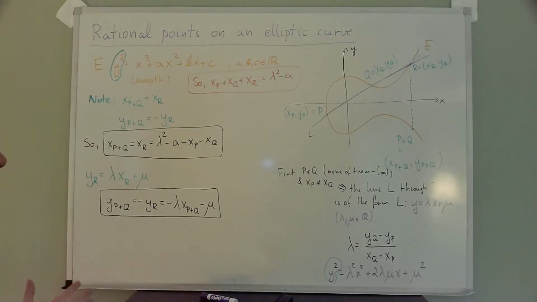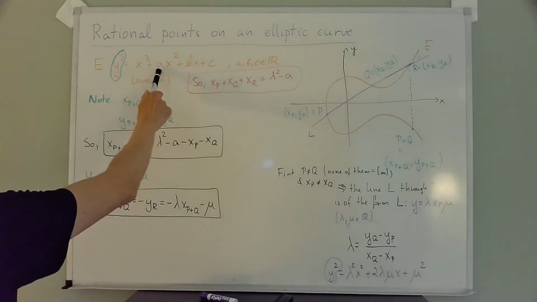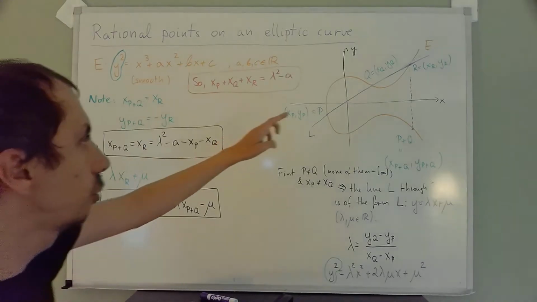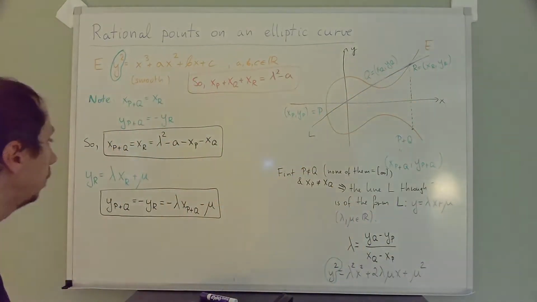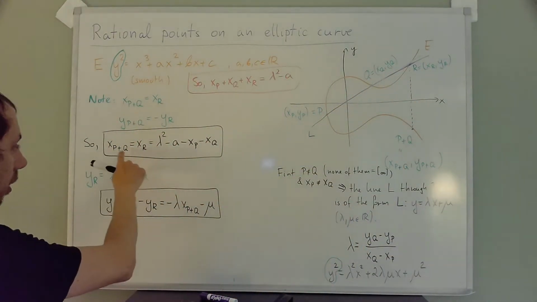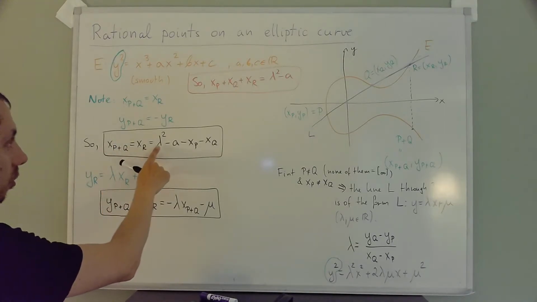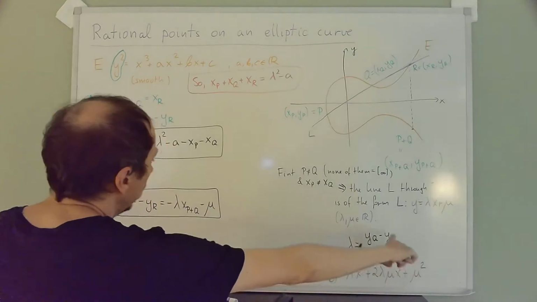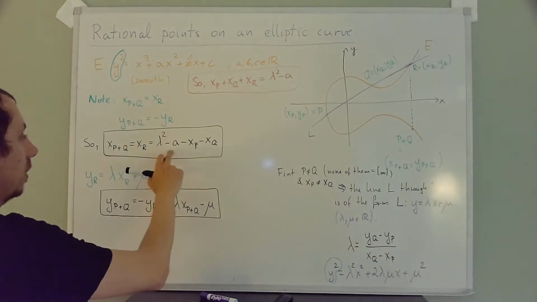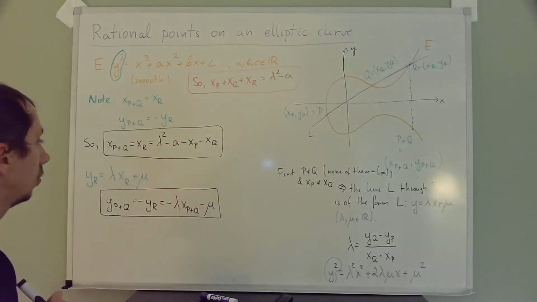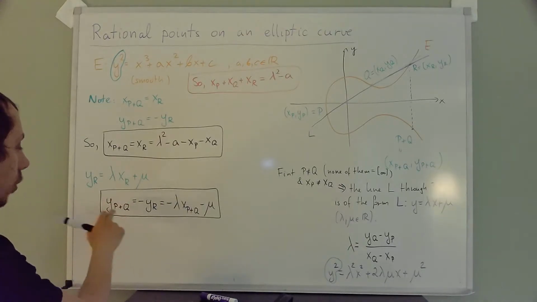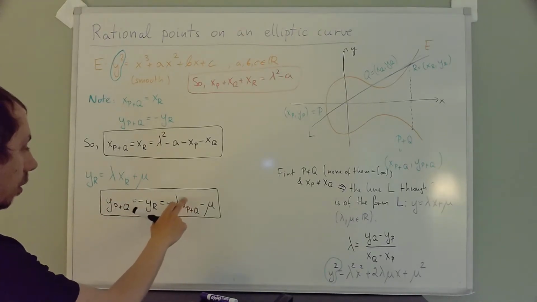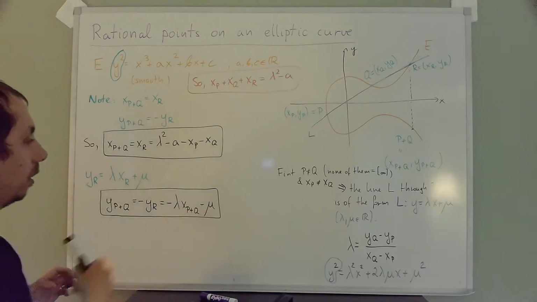So if you had an actual equation of a curve, so that means you have a, b, and c, and you take 2 points on the curve, then you can compute the x-coordinate of the sum. It's just compute the slope of the line. That's how you compute it. Minus a minus xp minus xq. And for the y-coordinate, you just do minus that slope times whatever you got here minus mu.